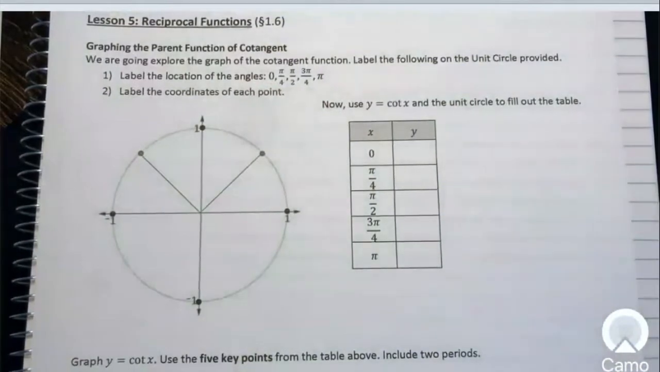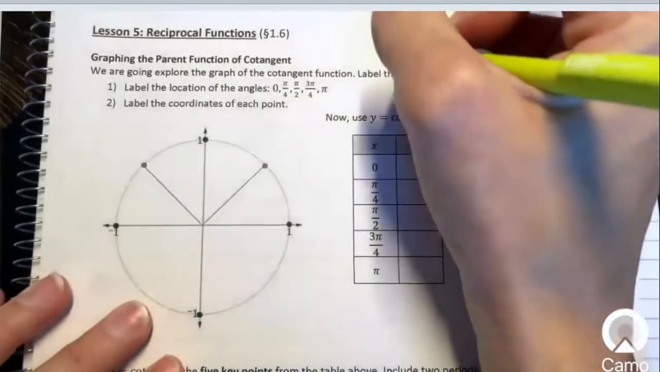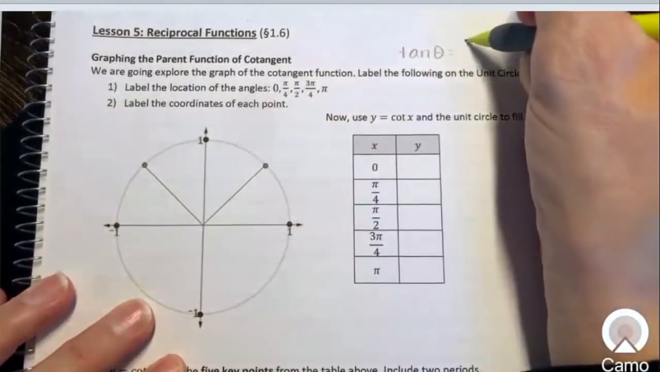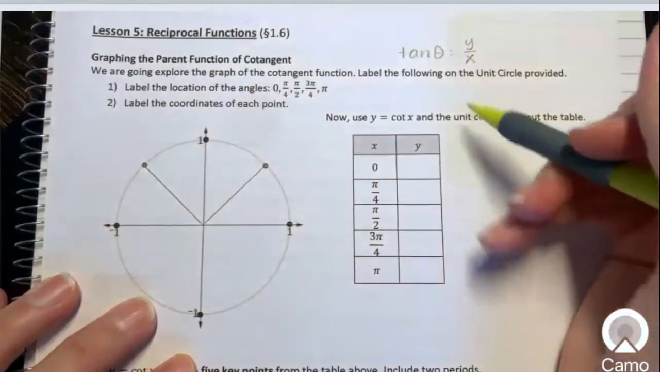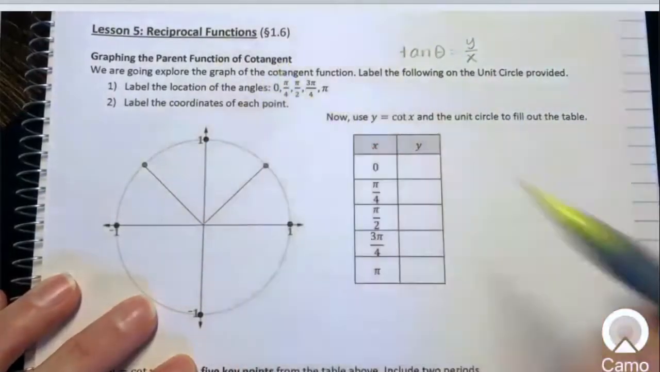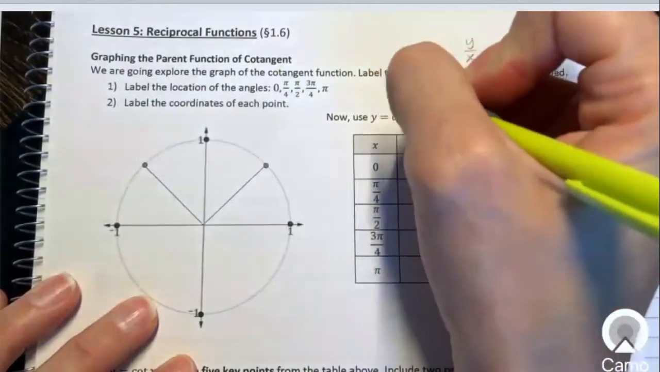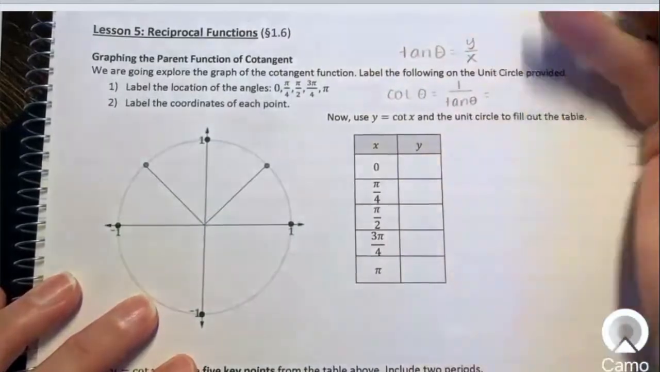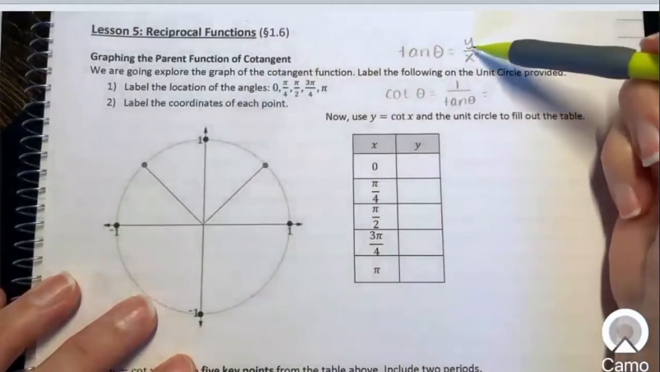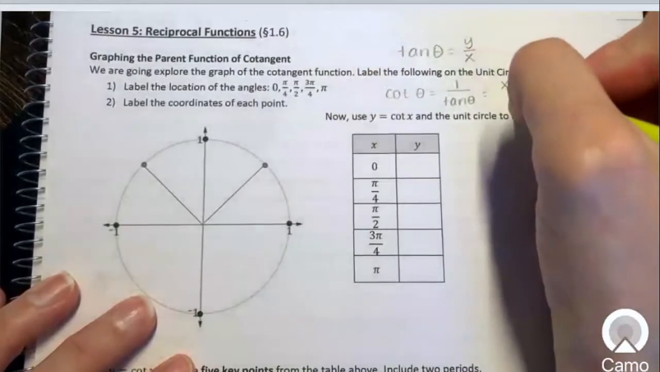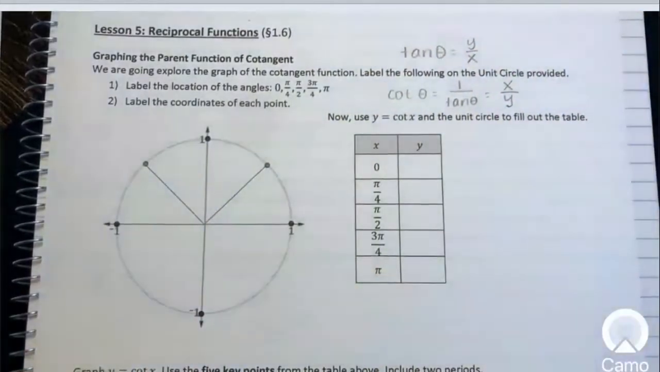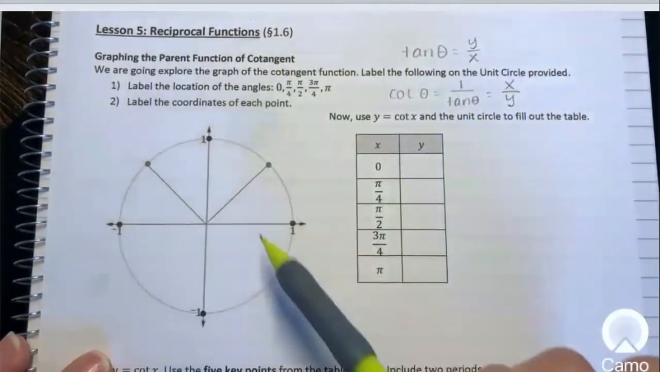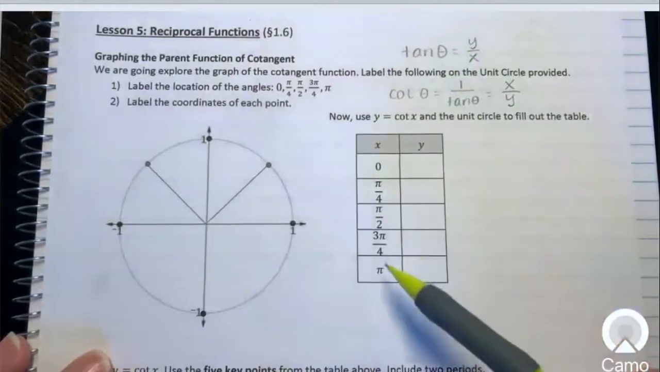So it's important to remember before we start that our tangent function on the coordinate plane, like we saw last time, is equal to y over x. And we know that tangent and cotangent are reciprocal functions. If you remember, that means that cotangent is the reciprocal of tangent, which also means it's going to be the reciprocal of y over x. So cotangent equals x over y. So we're going to use the same context of our ordered pairs on the unit circle and our reference triangles to evaluate cotangent for these given angles.